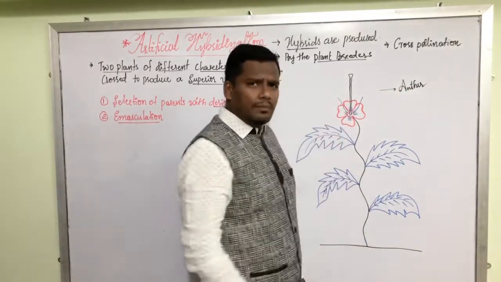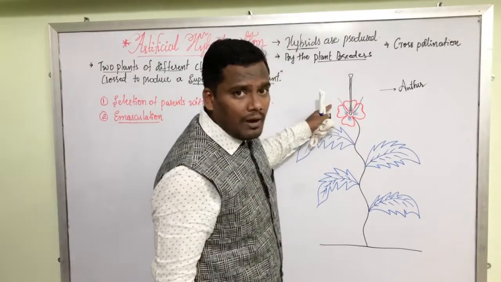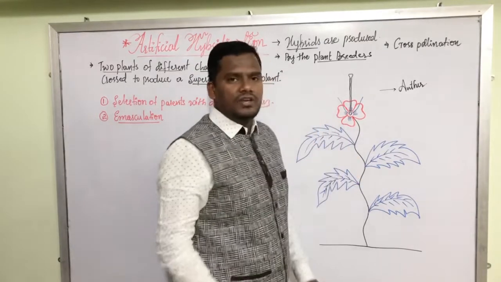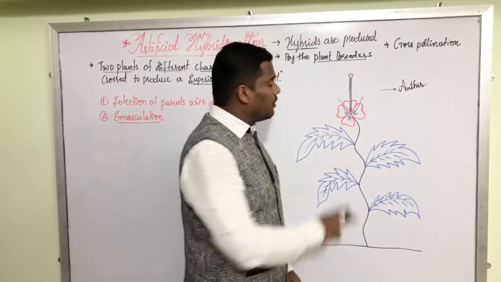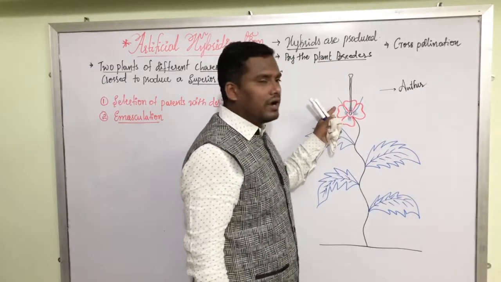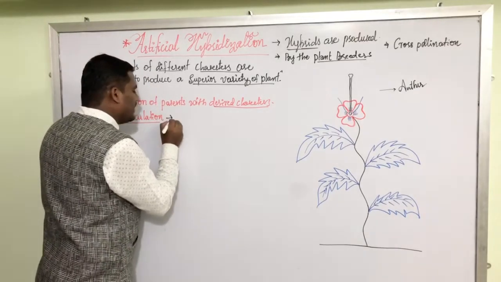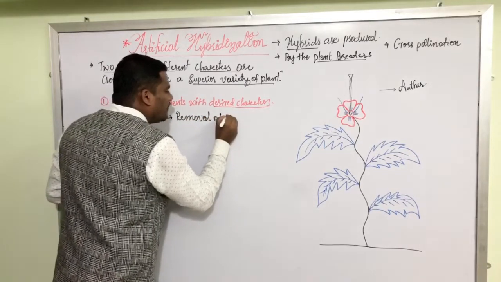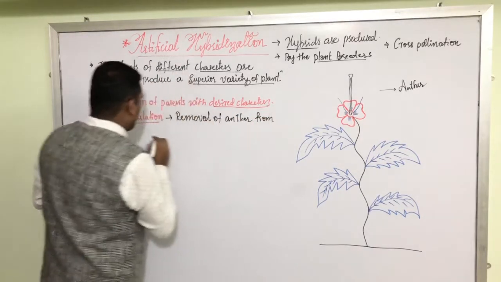Why are these anthers removed? Once the anthers are removed from a bisexual flower, there is no scope for self-pollination here. There is no chance of self-pollination. Why? Because we have already removed the anthers. That process is called emasculation. Emasculation means removal of anthers from a bisexual flower.